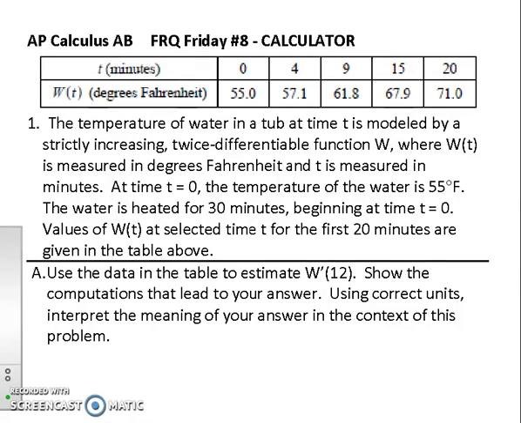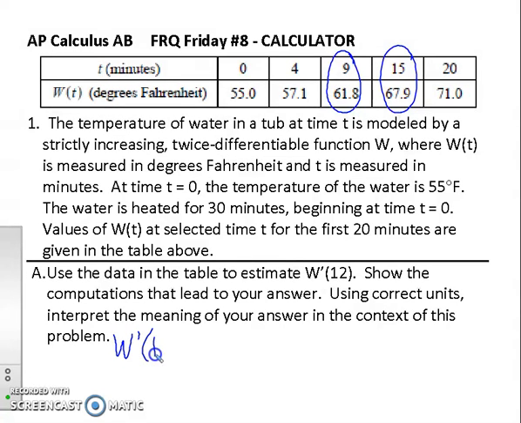Well, W prime would represent the derivative, which is rate of change. But since we don't have a function to work with, the way that we would get the value for the rate of change would be to estimate it by finding the average rate of change. And if we're wanting it at 12, go look at your table. Your table doesn't have time 12 in it, and even if it did, we wouldn't use it. You would use the time right before 12 and the time right after 12 and find the average rate of change between those two. So it's simply slope.